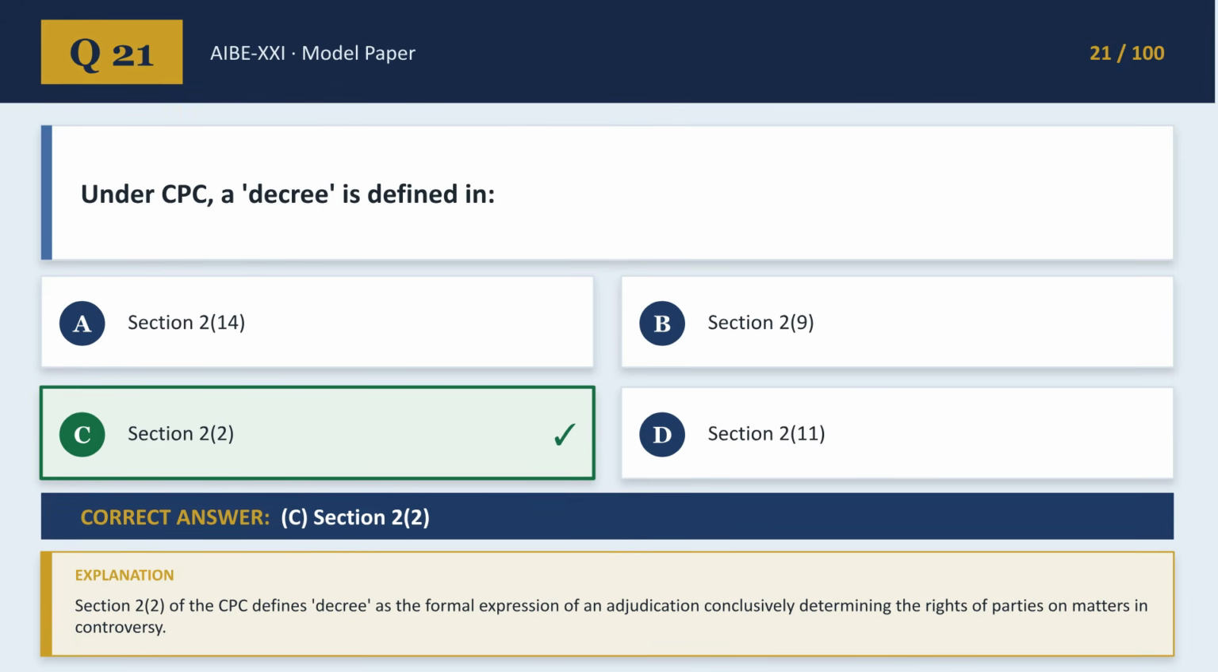Question 21 asks where decree is defined under the CPC. The correct answer is C, Section 2(2). A decree is the formal expression of an adjudication, conclusively determining the rights of the parties.